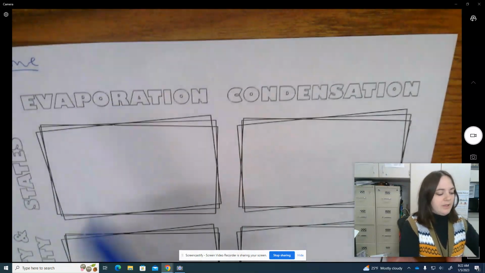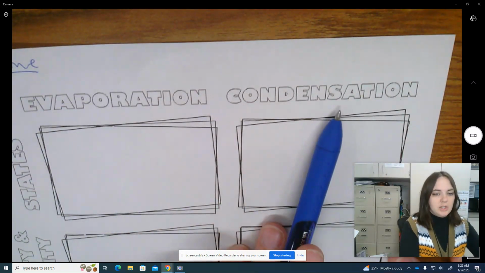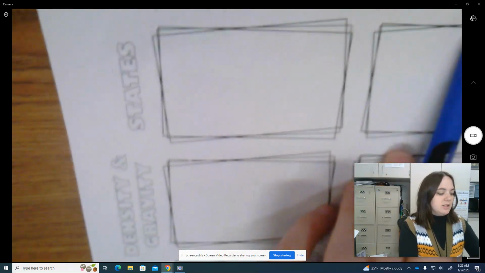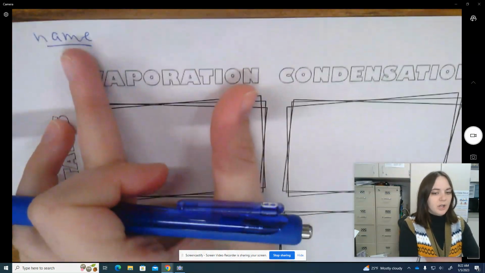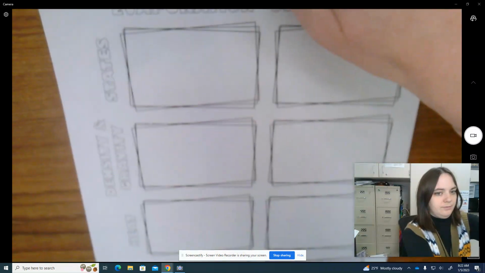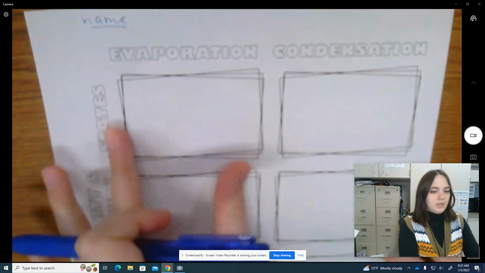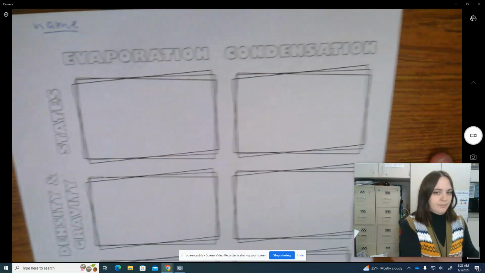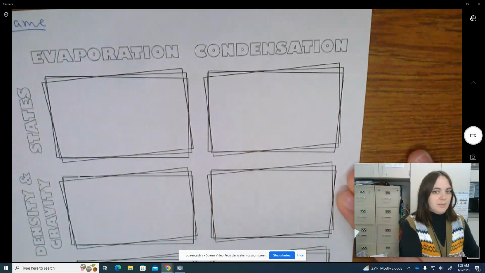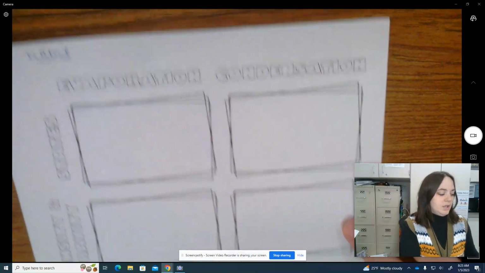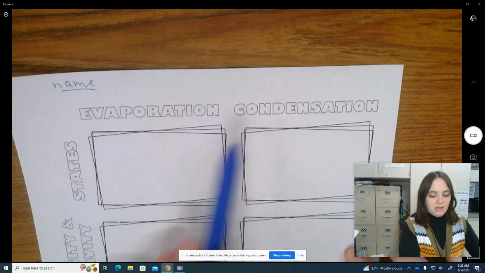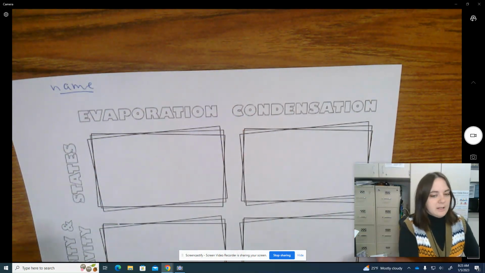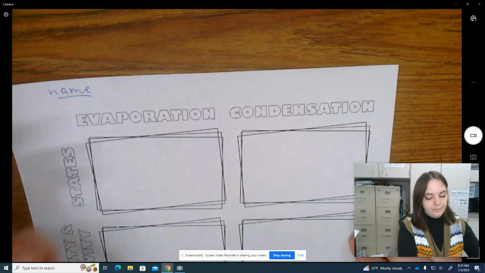Okay, so here we have evaporation and condensation on the top. And then along the side we have states, density and gravity, heat, and example. So this first column is going to be about evaporation, and then this second column is going to be about condensation. So let's talk about the states of matter in evaporation and condensation. So whatever I write in the boxes, you're going to write as well.